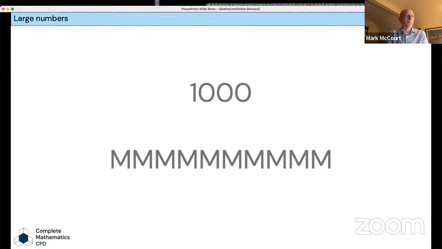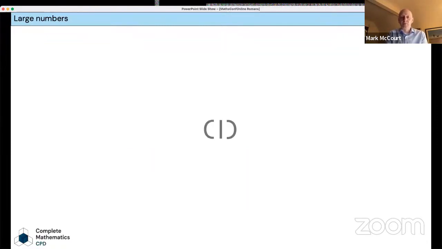If I take 1,000, which I could write like this, lots of M's, that's very inefficient. Another way of doing that is to use apostrophus. If I do apostrophus on both left and right, I'm now multiplying by powers of 10, starting at 1,000. So this is the number 1,000.